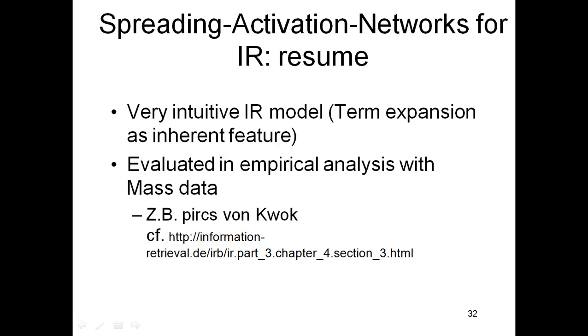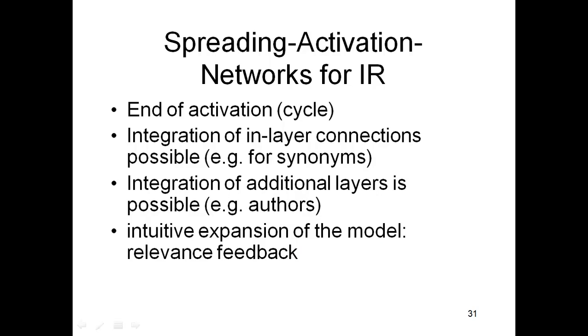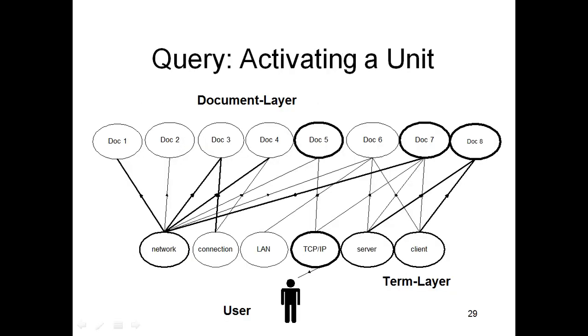So it is a very intuitive IR model, and term expansion is an inherent feature, something that we have not talked about yet, I think, right? Term expansion, not really yet. That's the first thing that you mentioned. Once TCP/IP is activated, at the second step, third step, network will be activated. So network and TCP/IP are now activated nodes, which represent my interest, right?